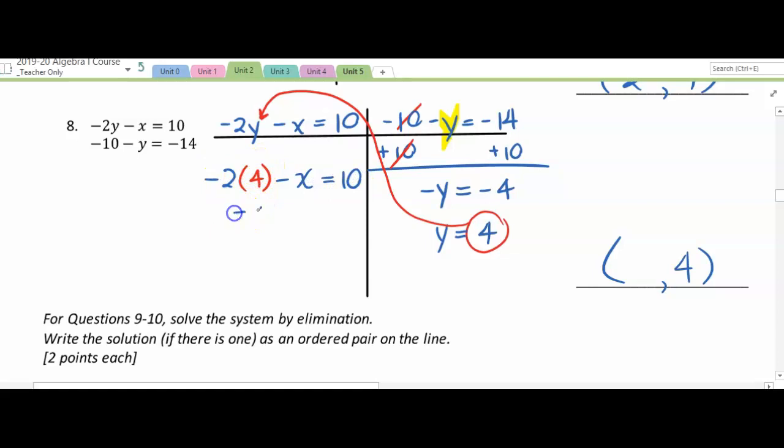Negative 2 times 4 is negative 8. Take away x equals 10. Adding x to both sides, negative 8 equals 8, negative x equals 18. So positive x is negative 18.